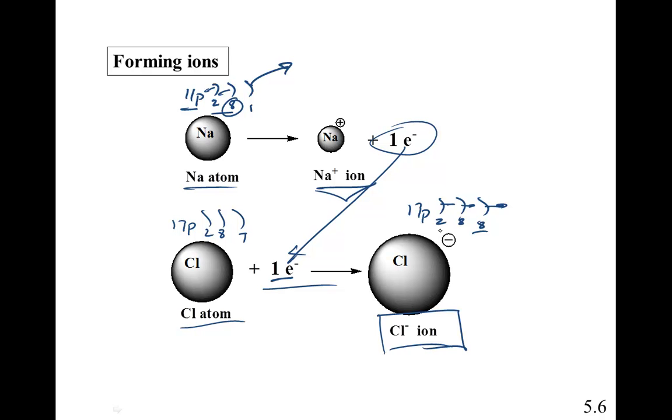It is the positive and negative charge of these two ions that form the ionic bond that creates the compound sodium chloride. So what does that look like?